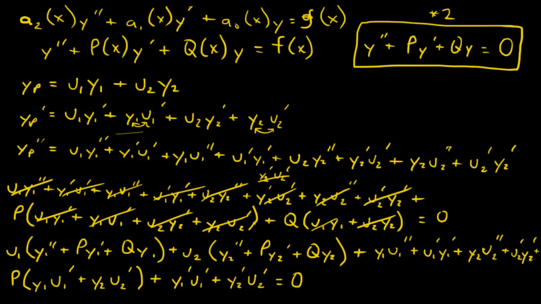Here's where the magic happens, as you can probably already tell. What do I have here? I've got y1 double prime plus p y1 prime plus q y1. That's 0. So this whole term is 0. y2 double prime plus p y2 prime plus q y2, 0. Same thing. So now it's going to leave us some stuff, this stuff that's down here.